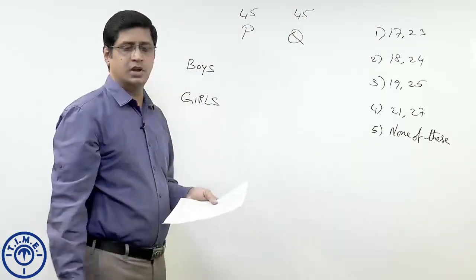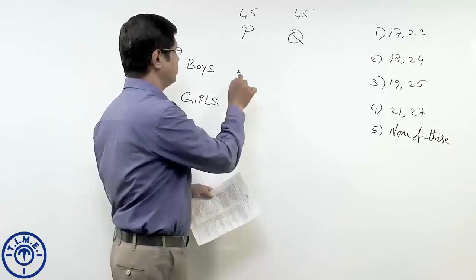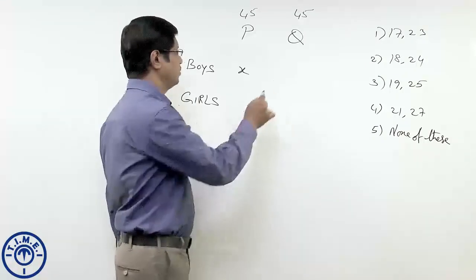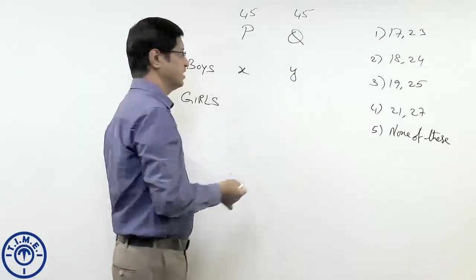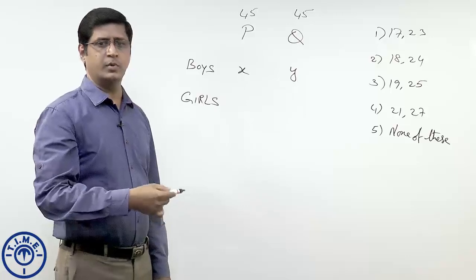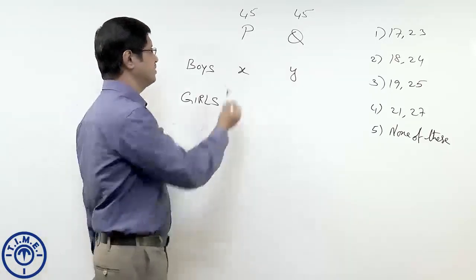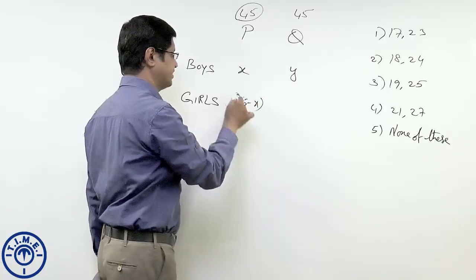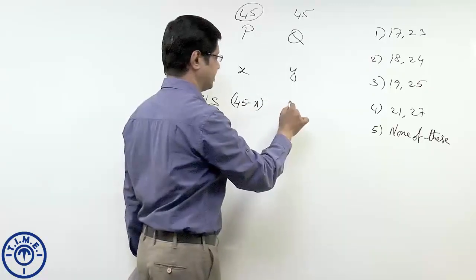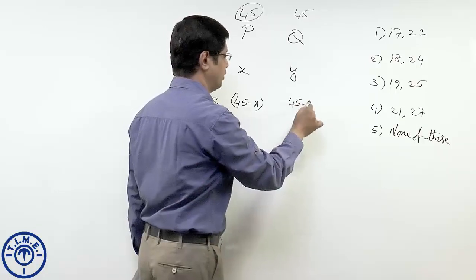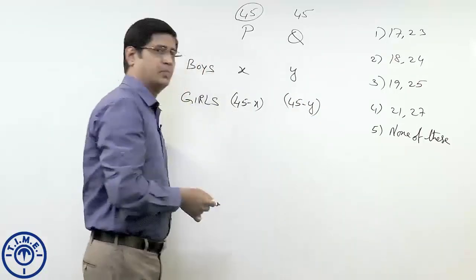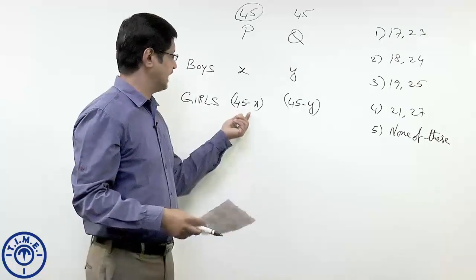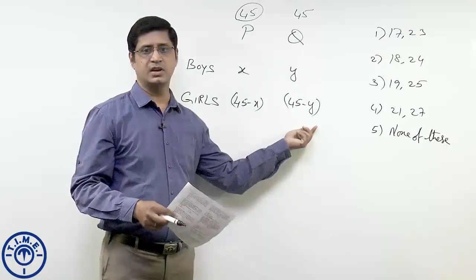If I assume the number of boys as, for example, X boys in the class P, and Y boys in the class Q, then what about the number of girls? The number of girls is 45 minus X, whereas in the second class, that is class Q, it is 45 minus Y. But what we need to find here? The number of girls in the class P as well as the number of girls in the class Q.